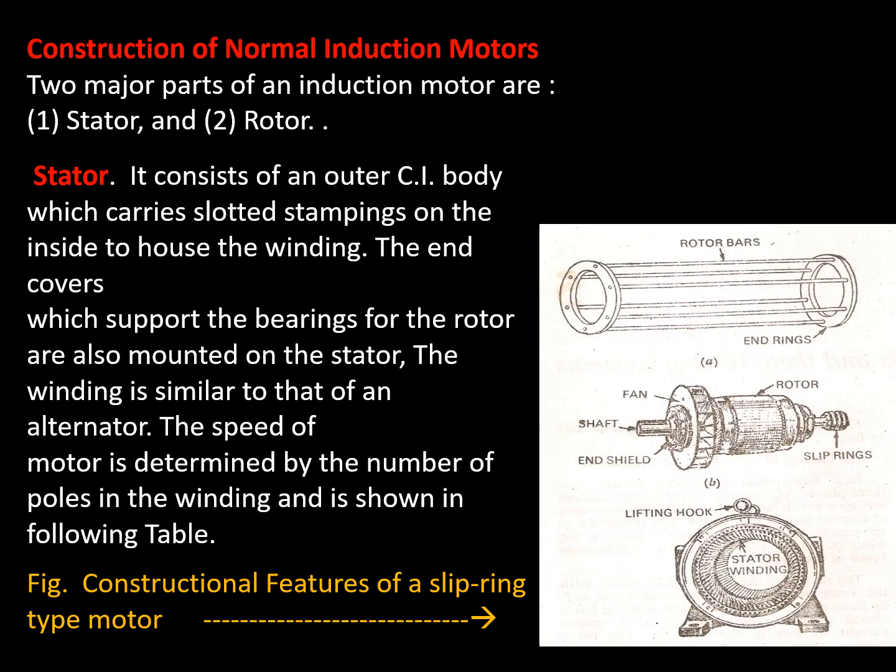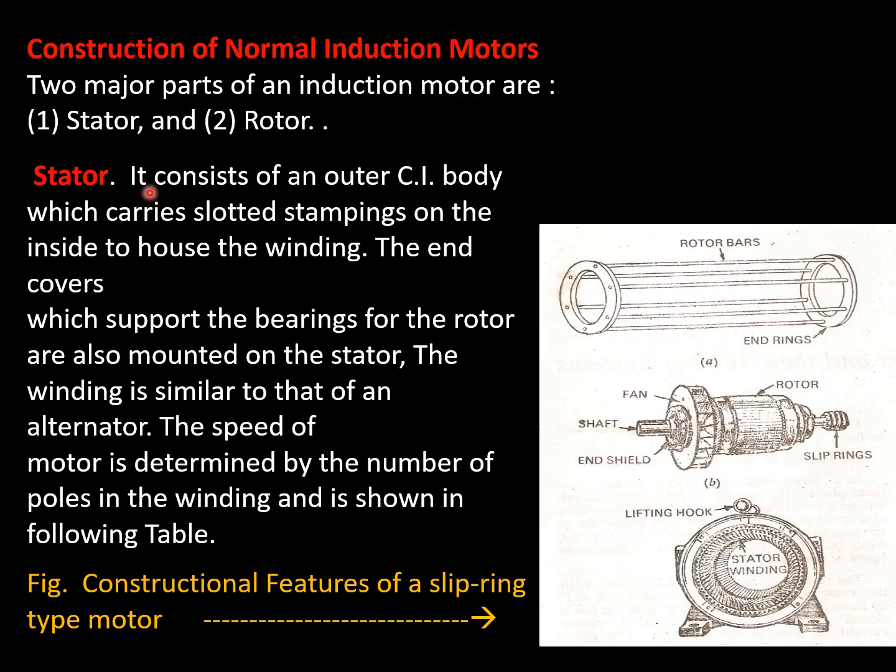Friends, we are learning about a slip ring induction motor. It has two basic parts. The first one is the stator and the second is the rotor. The stator is shown here, and inside it there is a rotor, and this diagram shows the bars of the rotor.